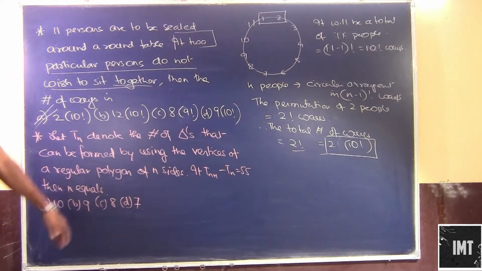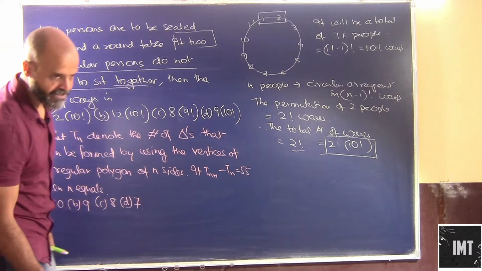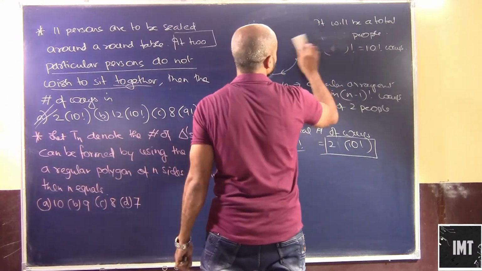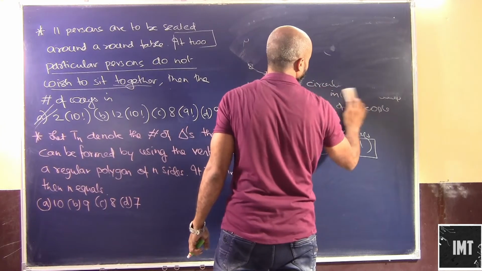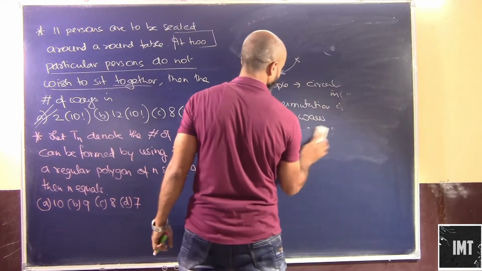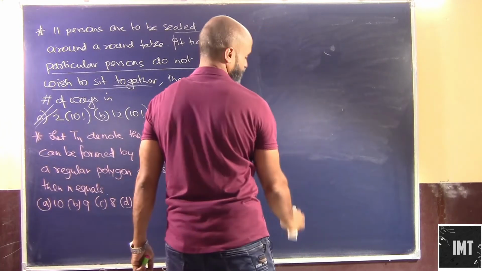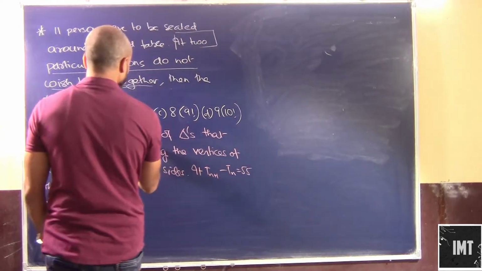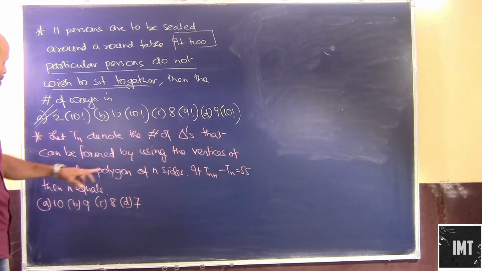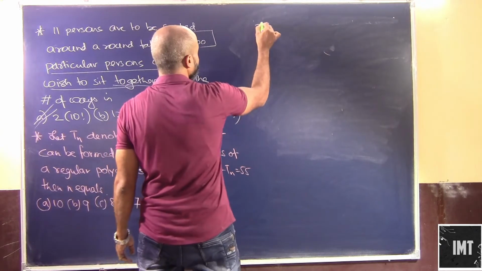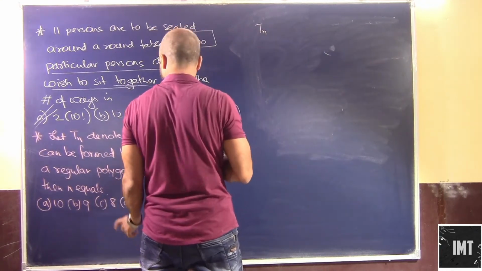Okay, let Tn denote the number of triangles. I think I will need space for this sum, so let me rub a portion of this off. Okay, let Tn denote the number of triangles that can be formed by using the vertices of a polygon of n sides.